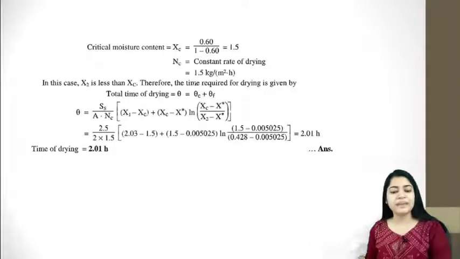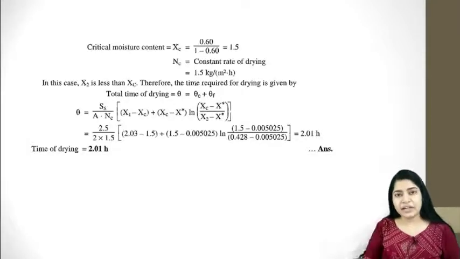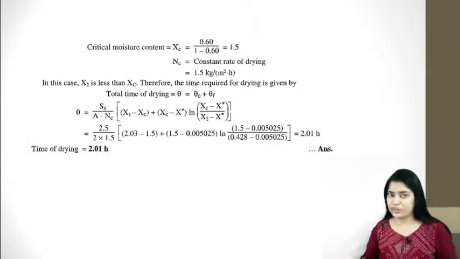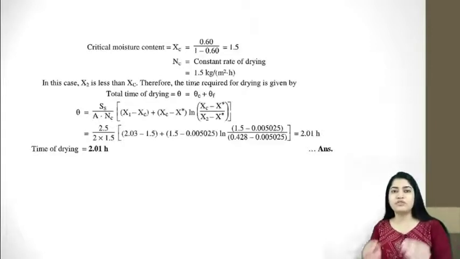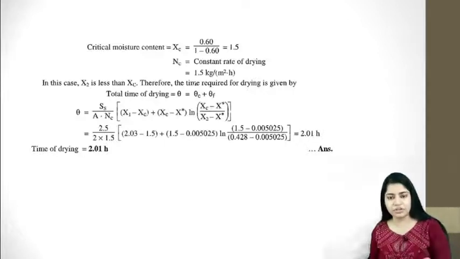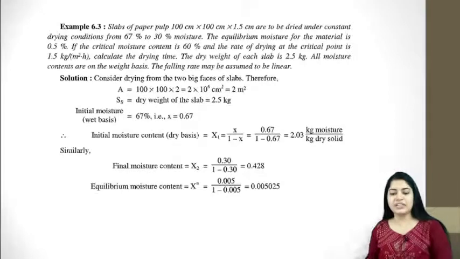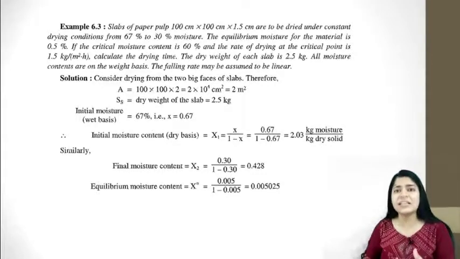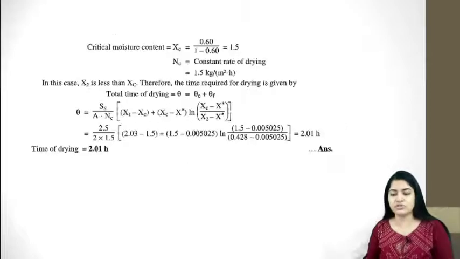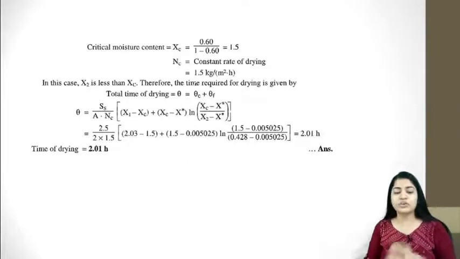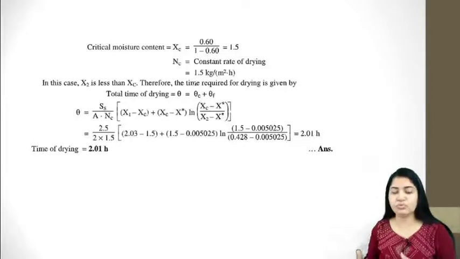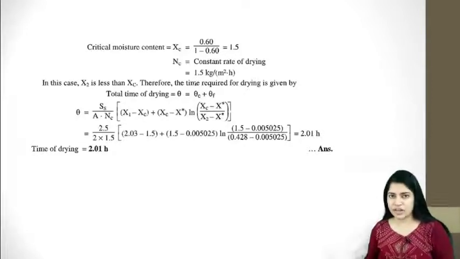Hence your total time required for drying is what? Time required during the constant rate period plus the falling rate period. So you are substituting the formulas of both the periods. Now substitute all the values which you have calculated: the initial moisture content, critical moisture content, equilibrium and the final moisture content. See here, it is given x2 is less than xc. The final condition till which you have to dry, 30%, is less than the critical moisture content. Hence your falling rate period will also be there. So substituting all the values, your total time required for drying is 2.01 hour. So this way you calculate your sums for your drying questions.